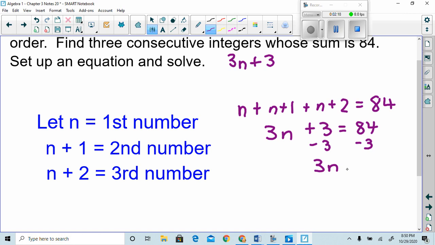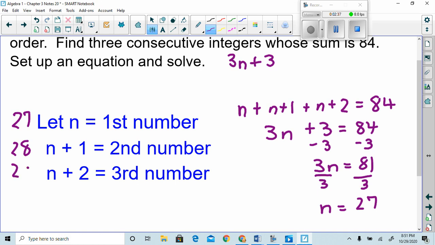That leaves me with 3n is equal to 81. And lastly, divide by 3. When I divide by 3, I get 27. Now 27 is my first number, which means plus 1 would be 28, plus 2 would be 29.